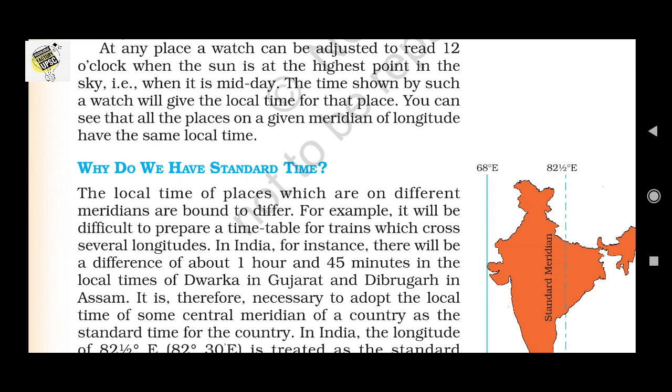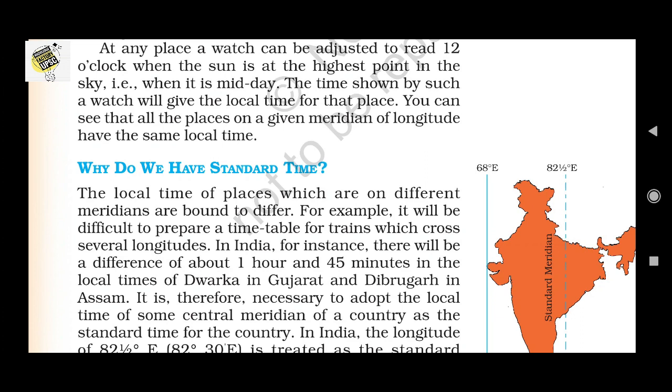1440 minutes. 24 hours means 1440 minutes. That means in these 1440 minutes, the Earth rotates 360 degrees, that means 1 day. So how do we find the minutes for 1 degree? We divide 1440 by 360, that is 4 minutes. So in 4 minutes the Earth rotates 1 degree.